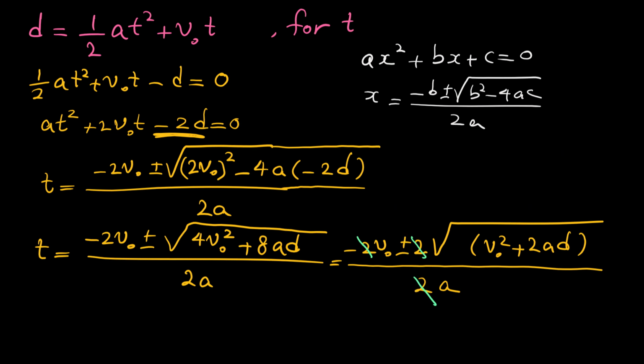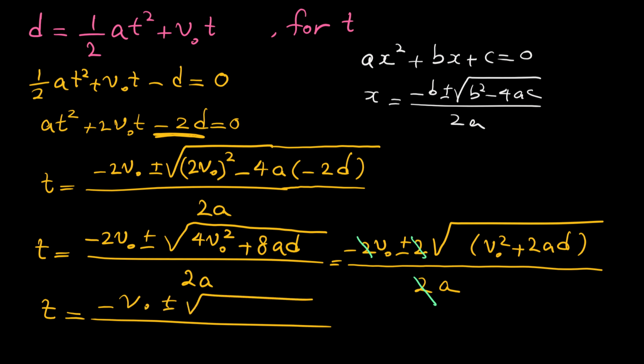So what is the final answer for t? T is negative v0 plus minus radical v0 to the 2 plus 2ad over a. And this bracket for this expression is not necessary anymore because we don't have any coefficient here, so it's better not to put any bracket for that expression. And this is the answer for t.